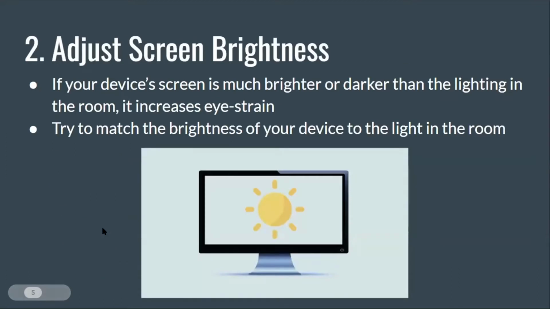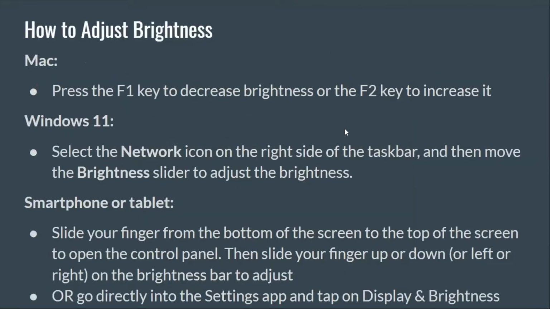Number two, adjust screen brightness. If your device's screen is much brighter or darker than the lighting in the room, it increases eye strain. Try to match the brightness of your device to the light in the room. So, how do we adjust brightness?